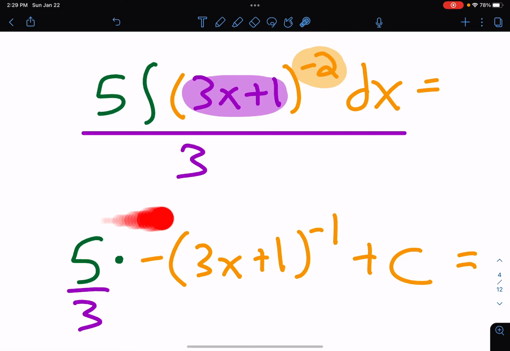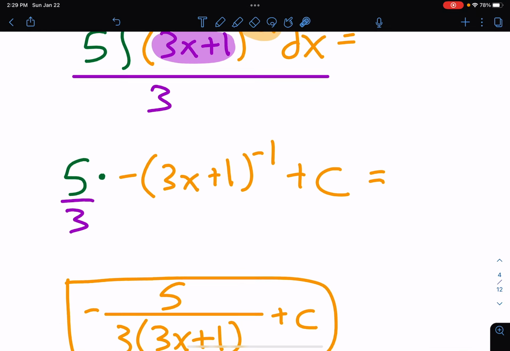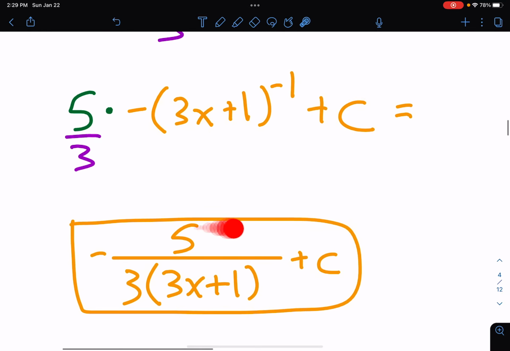And now in a multiple choice, you really wouldn't see it written like this. And so my last step was just to rewrite it to make it look a little bit nicer, right? So the 5 stays on top. This 3 is on the bottom. The negative I put in front of the fraction. I could have put it in front of the 5 as well. And then 3x plus 1 to the negative first just means it's in the denominator. Don't forget the plus c.